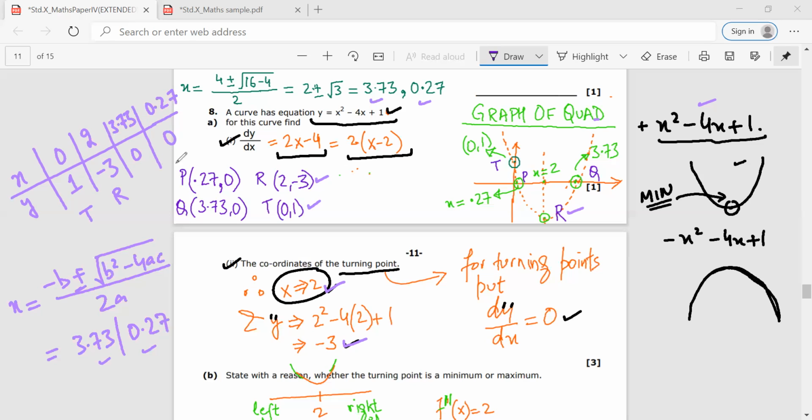Now using these points, let me name them: this is P, this is Q. So P, R, P, Q. These are the points that I have plotted on the parabola, and I can very clearly see that at x is equal to 2 and y is equal to minus 3, this is the point of minimum. I can see it from the graph itself.